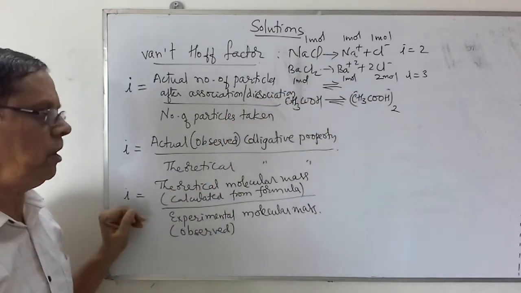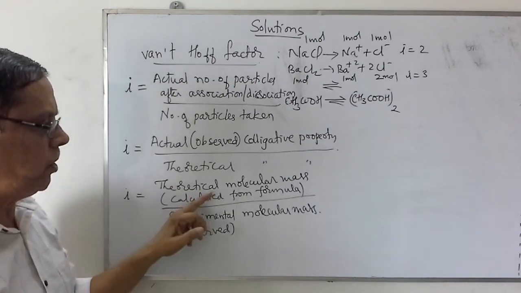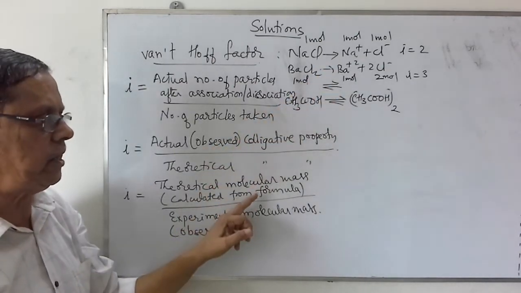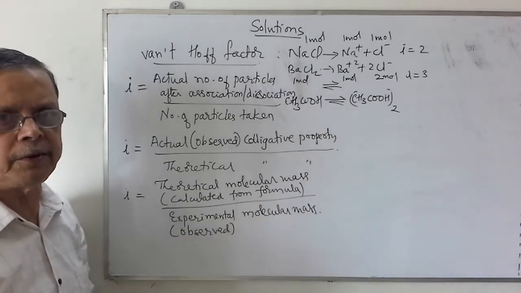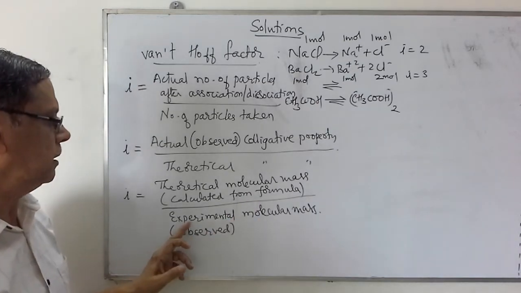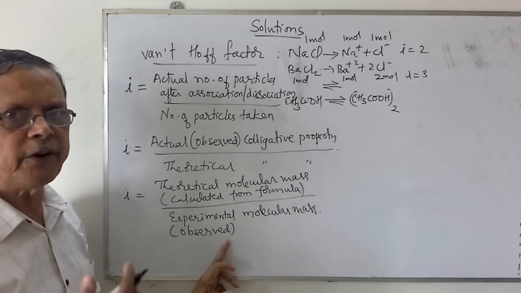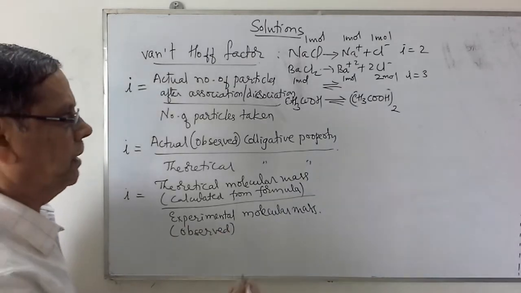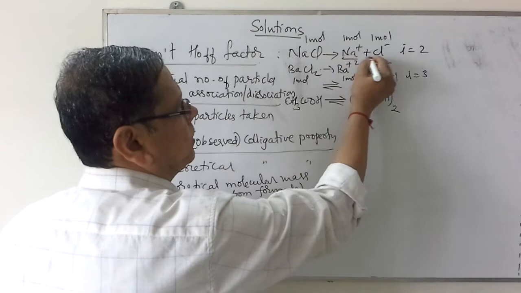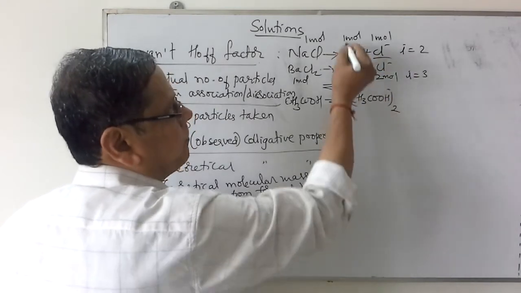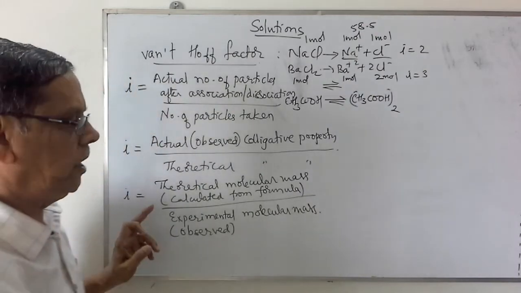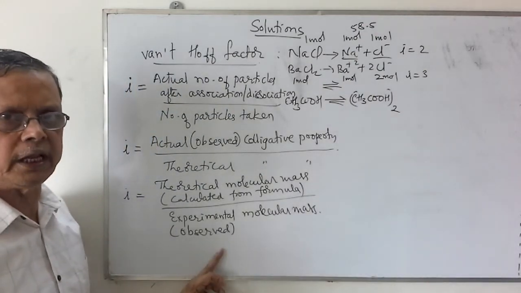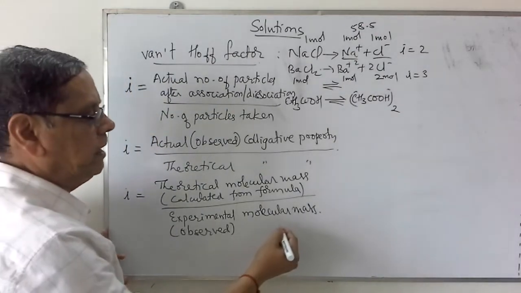When you come to the molecular mass, the theoretical molecular mass for sodium chloride is actually 58.5. But if you determine it experimentally, it is observed that it comes out to be half of that. Say for example, in the case of sodium chloride it is 23 plus 35.5, which is 58.5. But actually when you use the colligative property method to determine the molecular mass, it comes out to be 29.5.